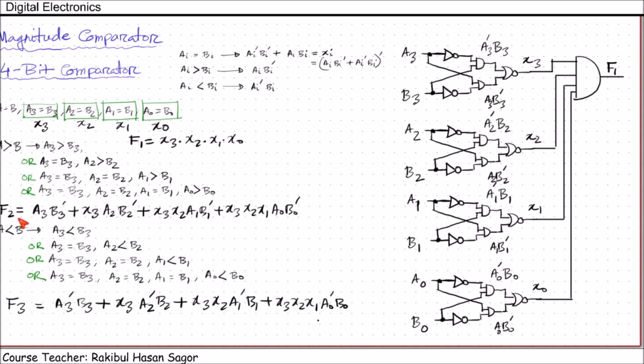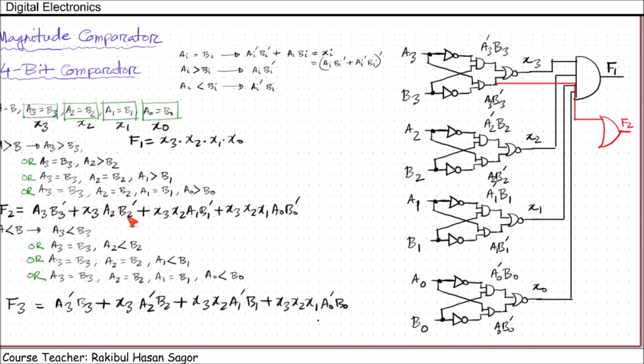Next, let us construct the logic diagram for F2. For F2, we need to use OR gates, as this is in sum of product form. These are the product terms. So let us draw the OR gate first. This is the OR gate. We'll have 4 inputs here, and the output will be F2. One of the inputs of the OR gate will come from A3, B3 prime. This is readily available, A3, B3 prime. So we can take output from here and connect it with the OR gate.